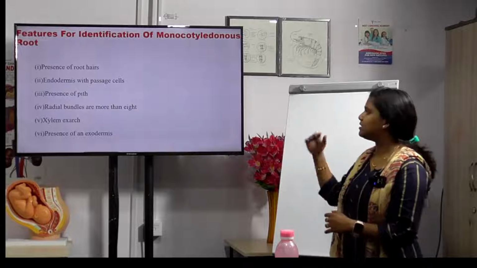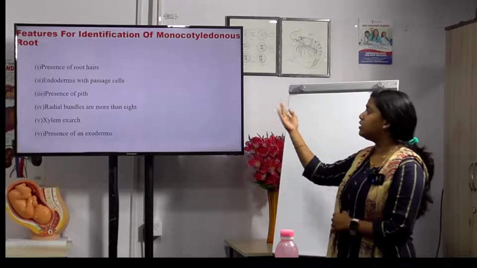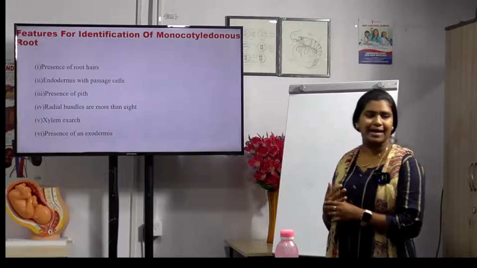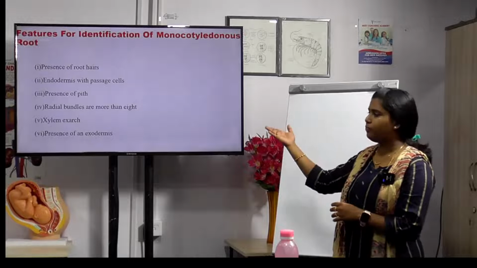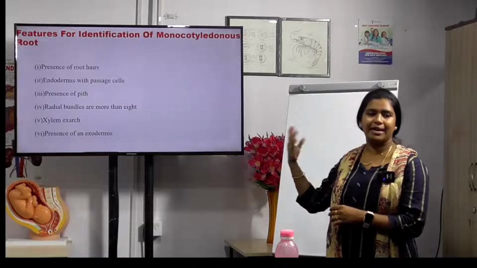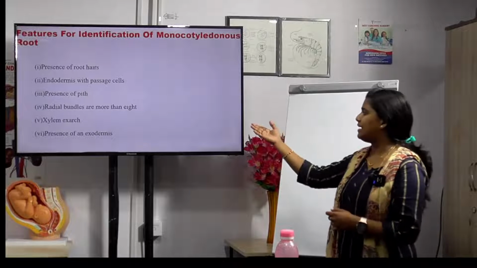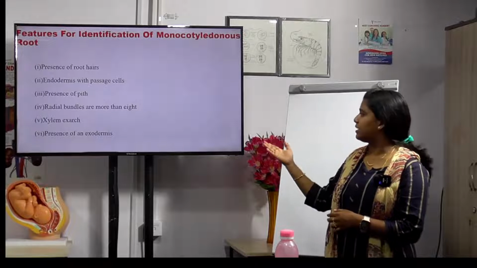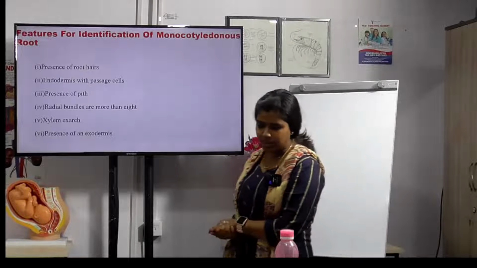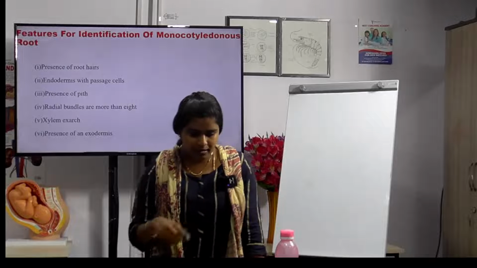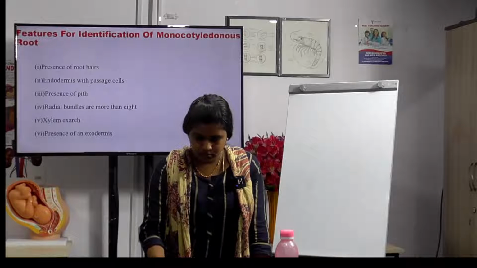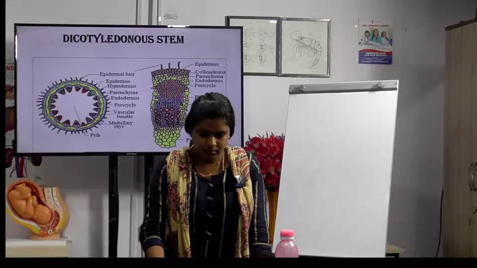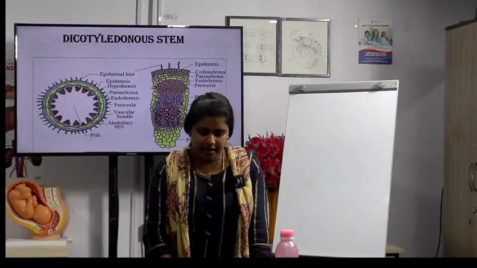அங்க பார்த்தோம், ஆனா அதை வச்சே இதுவுமே ஜட்ஜ் பண்ண முடியாது. So there should be an endodermis with passage cells, அப்புறம் presence of pith, radial bundles more than 8. அங்க yes, and அங்கேயுமே xylem exarch இருக்கு, and presence of an exodermis. ஆனா அதுல exodermis இருக்கா இல்லையா? இல்ல. Okay, now it is dicotyledonous stem.